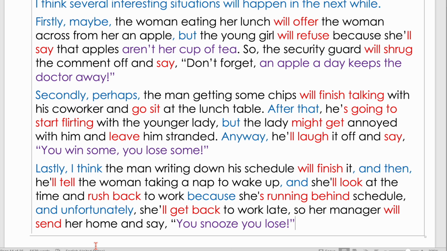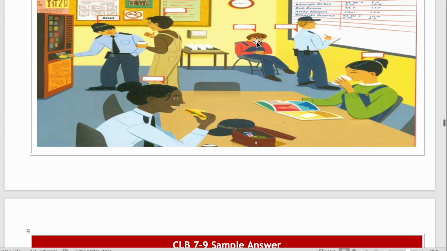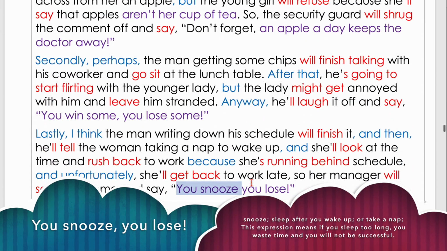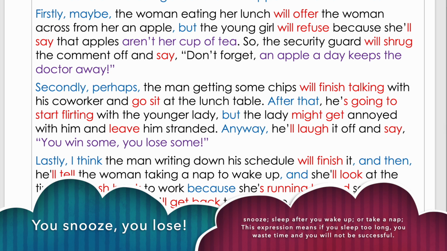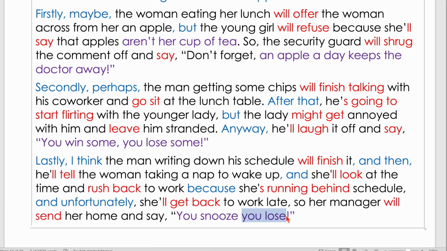Oh, very good idea or very good expression. Wow, that's a really good expression. You snooze, you lose. Well, snooze is like taking a nap. And you snooze, you lose means you wasted your time. When you waste your time, you don't get anything done. And because of that, or you're lazy. And if you're lazy, you don't get anything done, and then nothing good happens.